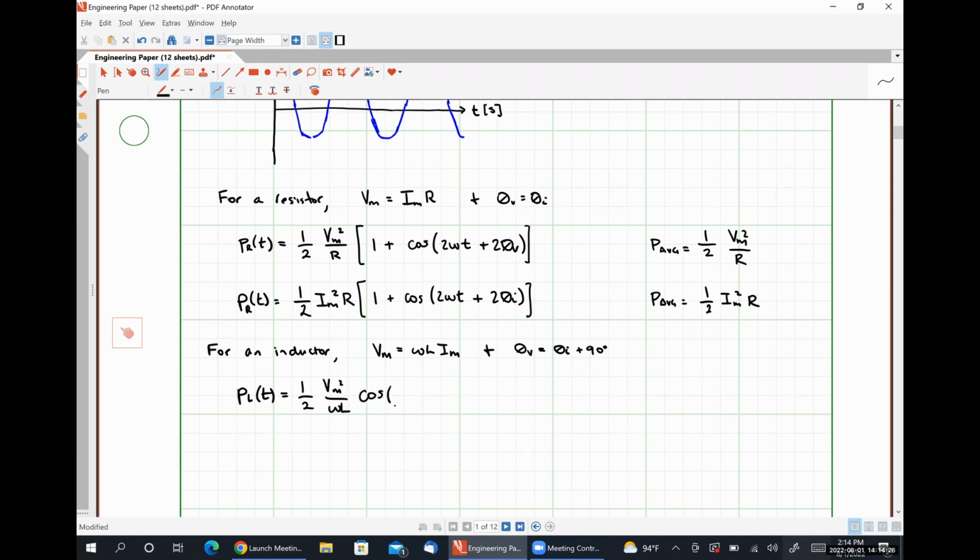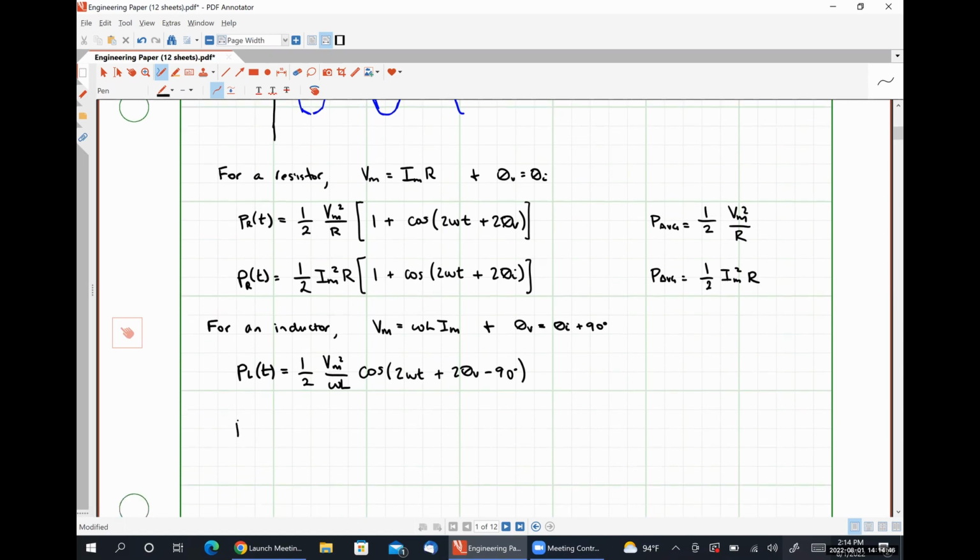Moving on to the AC portion, we're going to have 1/2 Vm squared over omega L, and then we'll have cosine twice omega t plus twice theta V minus 90 degrees, where our power is expressed only in terms of our voltage. And in terms of our current, we're going to have 1/2 omega L times Im squared cosine twice omega t plus twice theta I plus 90 degrees.